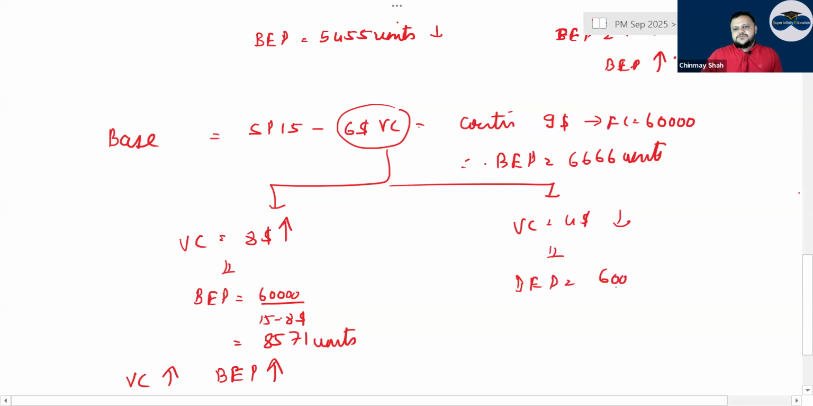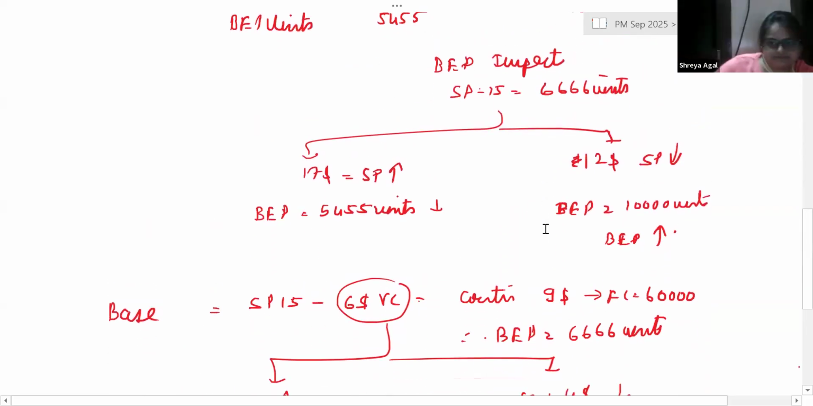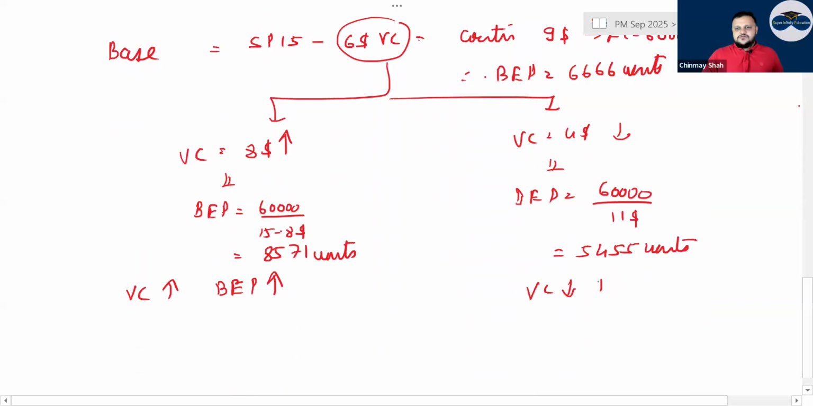Correct, 60,000 by 11, how much is that? Tell me. 5455 units. That means if variable cost goes down, BEP also goes down. Correct. Now tell me, is it a good thing that BEP goes up or a bad thing that BEP goes up? Think about it.